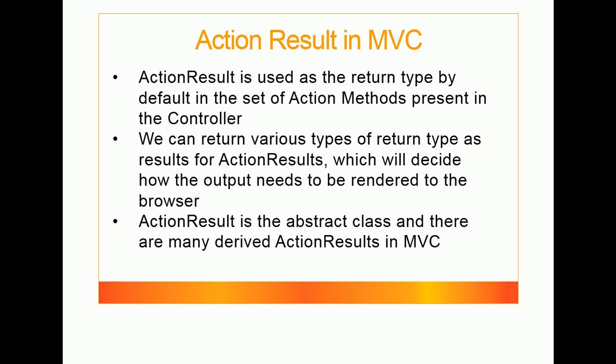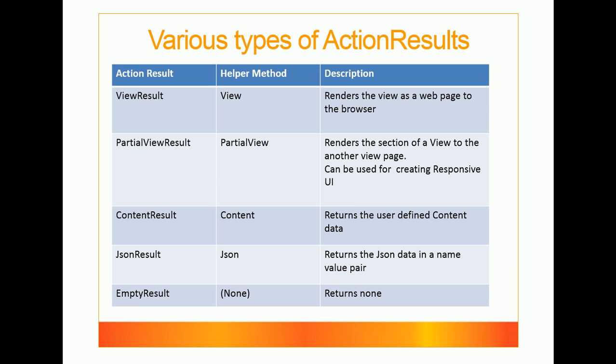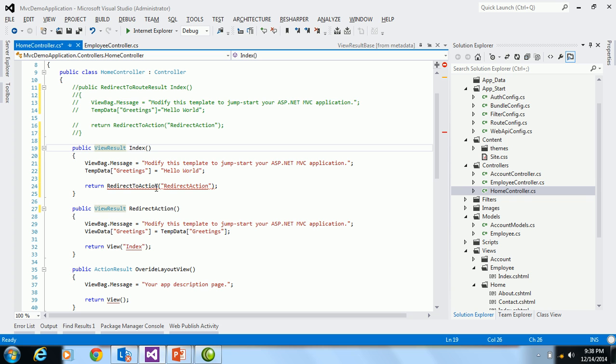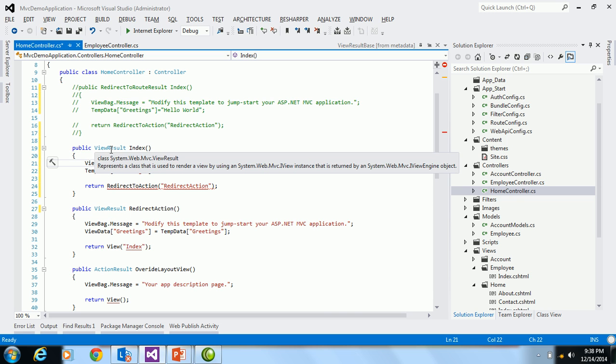Next we're going to see what are all the various types of action results. Now let's see the various types of action results along with a demo. First we shall start with the view result. So let's see what is this view result.